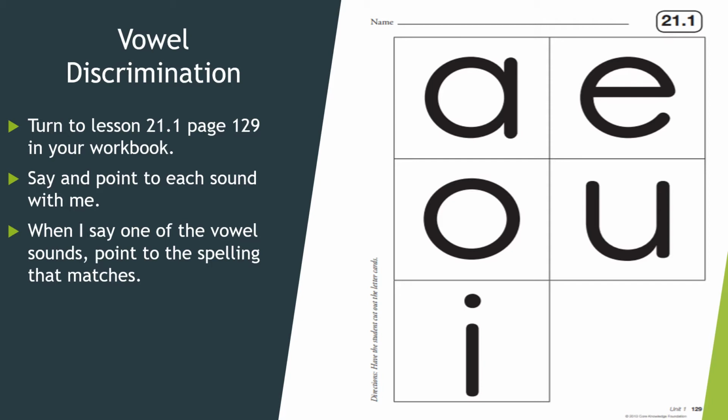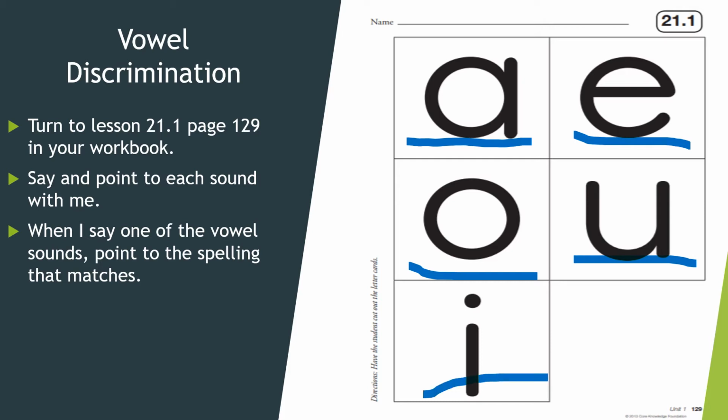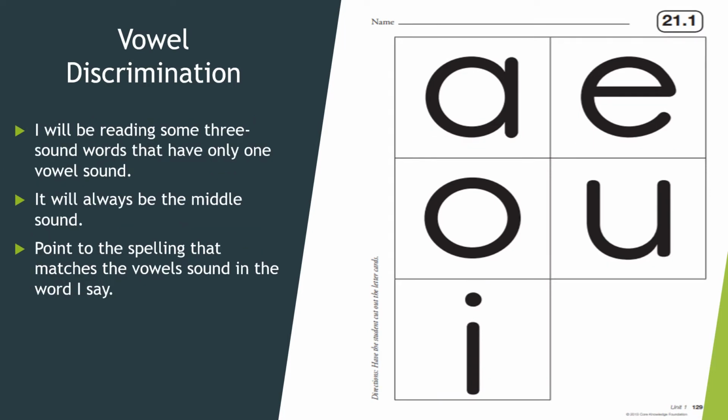Now say and point to each sound with me. A, E, A, I. Now, I will be reading some 3-sound words that only have one vowel sound. That vowel sound will always be the middle sound. Point to the spelling that matches the vowel sound in the word that I say. Let's begin.